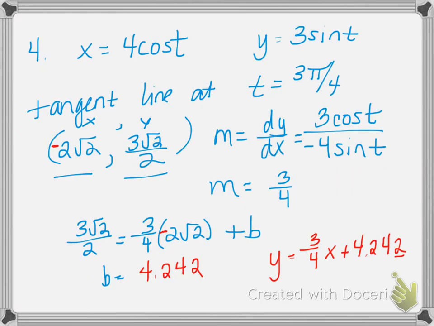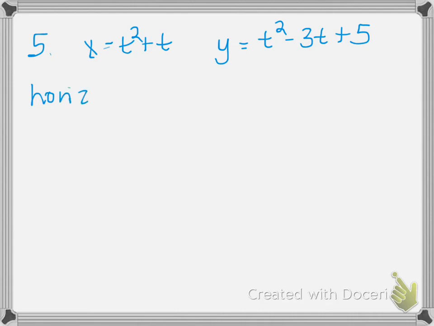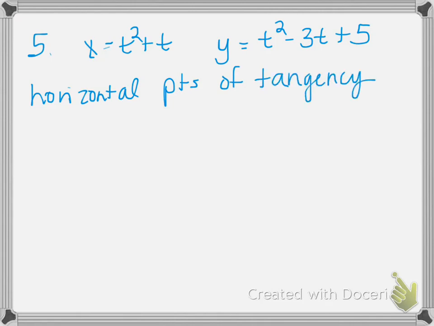Alright, I think the last kind of problem I want to show you, well, there's two. What example was this? This was example 4, so we're on example 5. Let's say that you have x equals t squared plus t and y equals t squared minus 3t plus 5. And it wants to know where the horizontal points of tangency are.